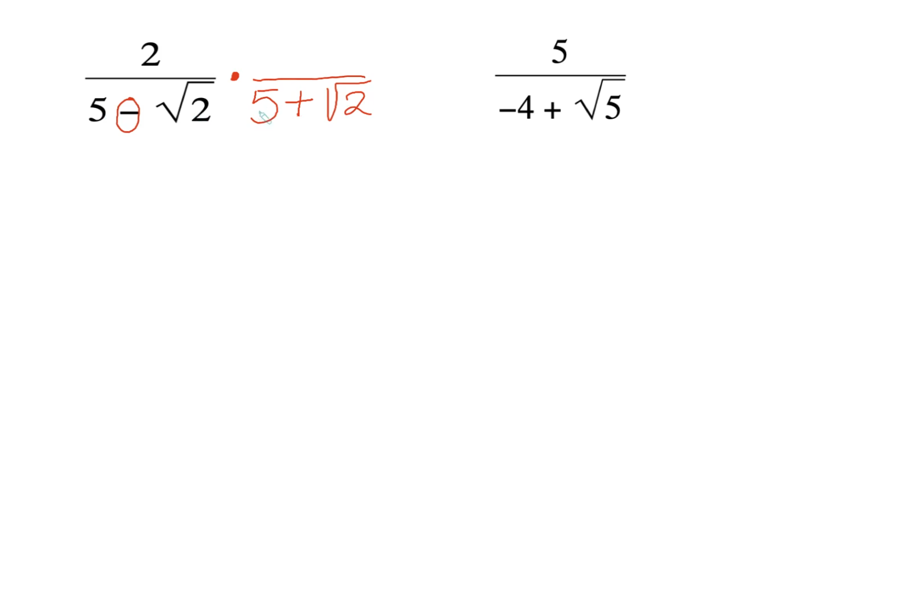Notice this 5 didn't become a minus 5. You only change the sign in the middle. And your conjugate, you're going to also multiply the numerator, just like what we did before when we had a single term. Now the top portion, which is your numerator, is 2 times 5 plus radical 2.